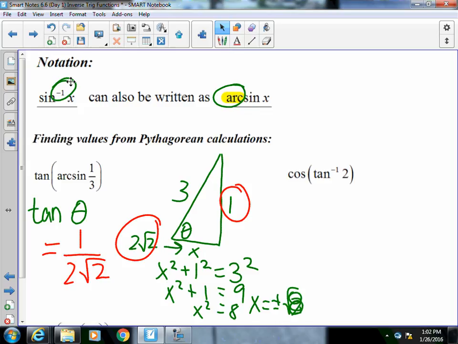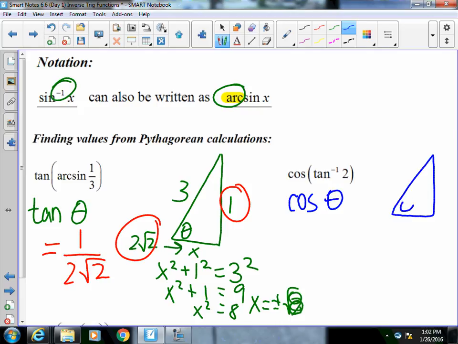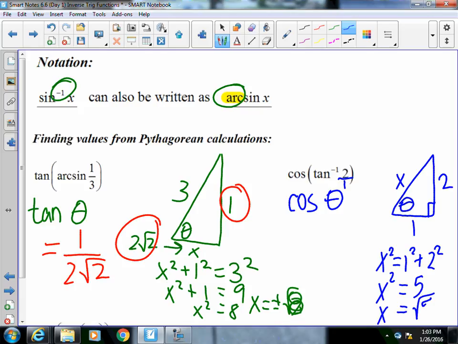Similar idea here. I know tangent goes up to 2, but I don't know an angle whose tangent is 2. So I'm going to call this angle theta, and I'm going to draw a picture of theta. They tell us the tangent's 2. Well, 2 is a fraction, 2 over 1. So that means the opposite must be 2 and the adjacent must be 1, because tangent is opposite over adjacent. Which means our third side, using the Pythagorean theorem, x squared equals 5, which means x is radical 5.